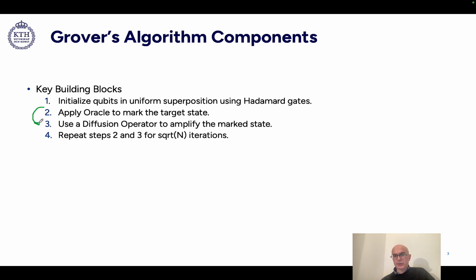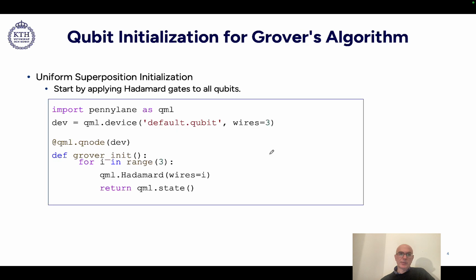We can show, for instance, that if we repeat a number of square root of n times, we will find the optimal amplitude amplification. This is also called the Grover iteration. That's something that you will find in the literature. So this can be repeated many times. But let's look at the details of the implementation.